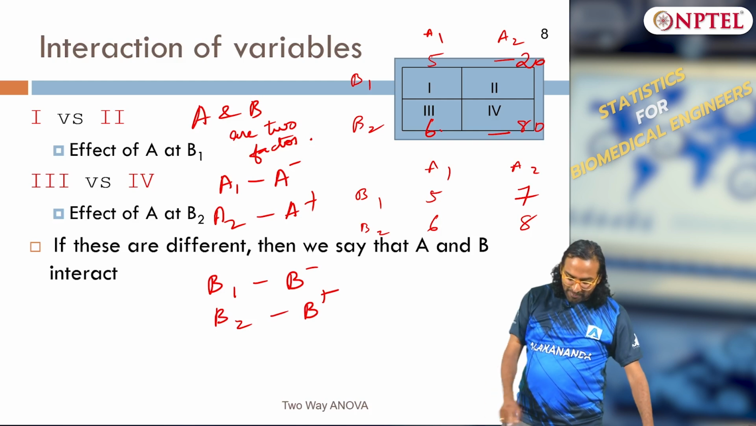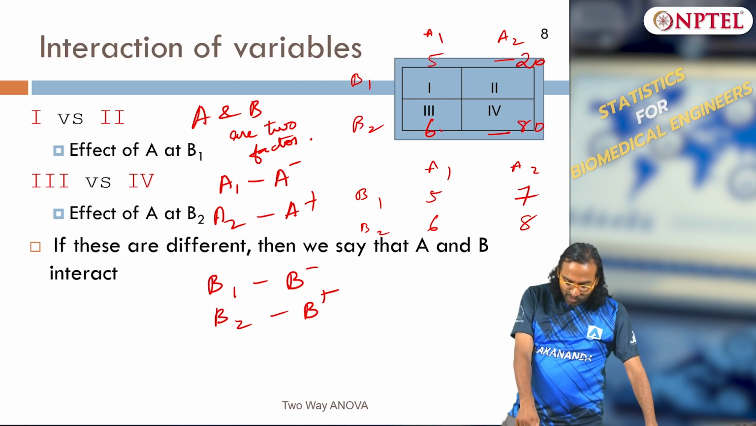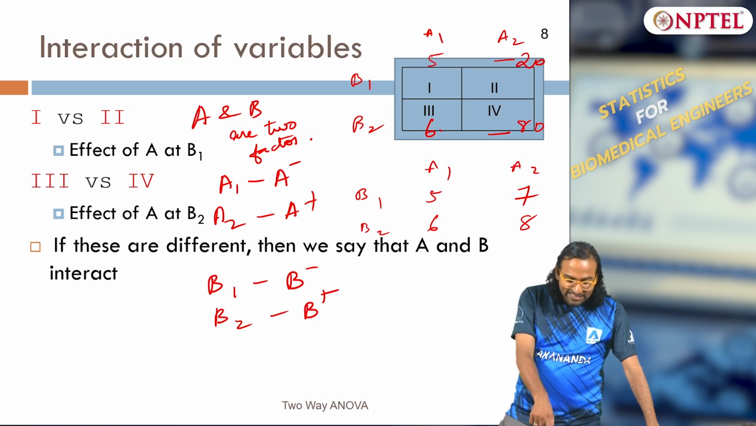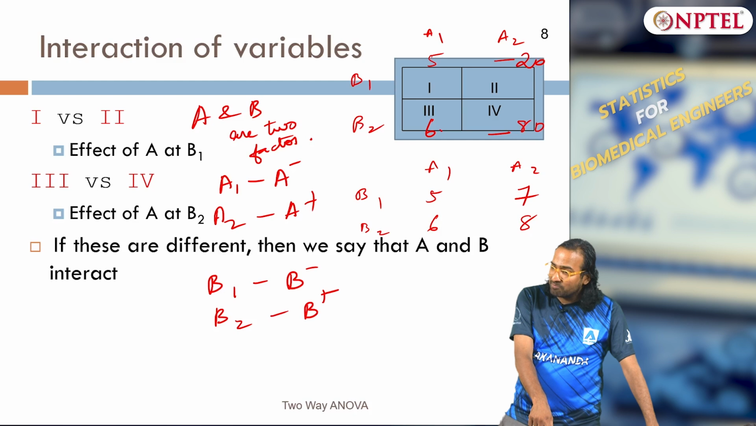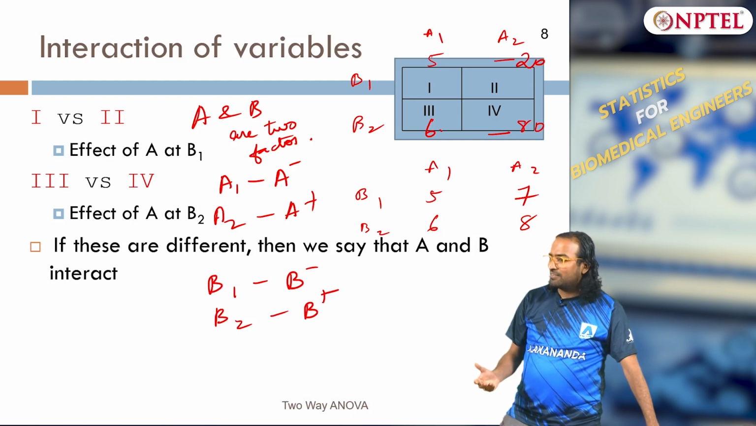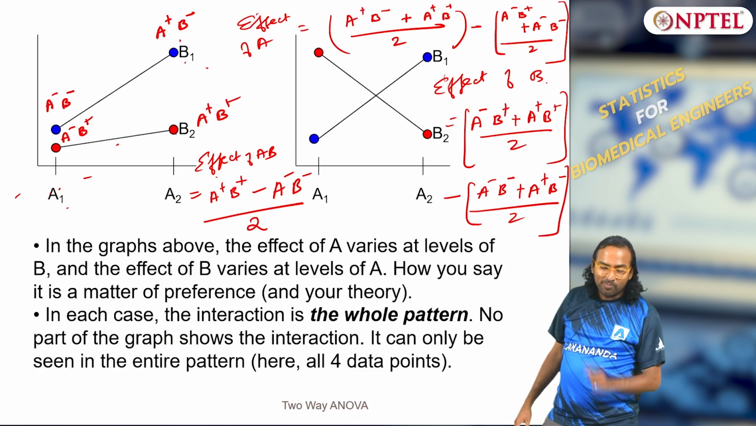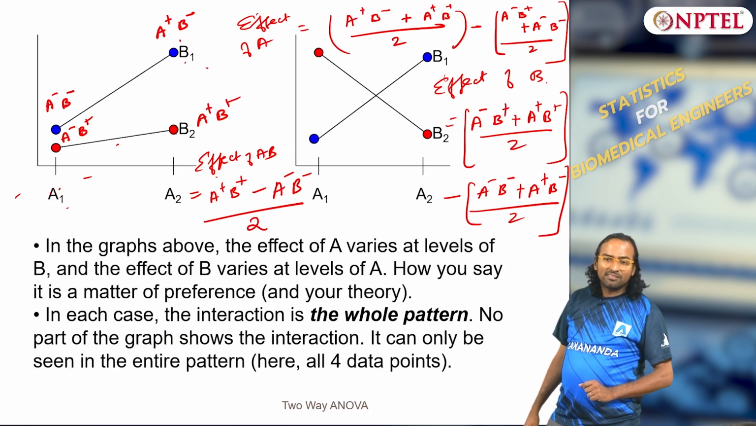If I take minus 80 as A positive, B positive, A negative, B negative is what? 5. A negative, B negative is 5. So minus 80 minus 85 divided by 2, which is a big number, minus 42.5, which is a big number. So, just by plotting also you should be able to see the interactions.